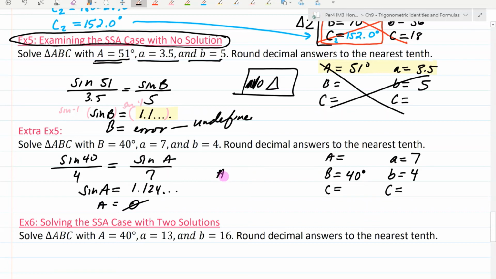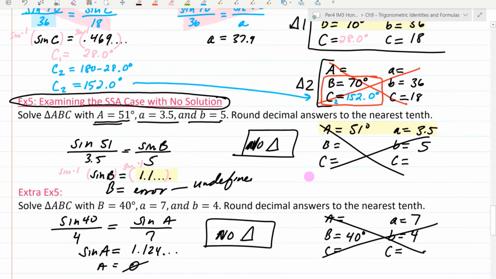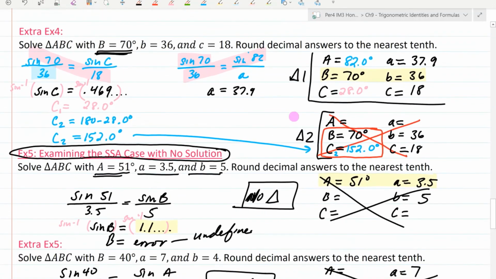So there's no triangle, because once you get an error, you don't have to solve any further. So that's what happens when you have no triangle or when you have one triangle.